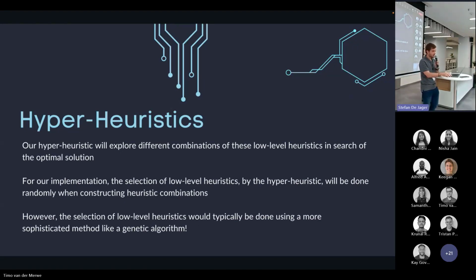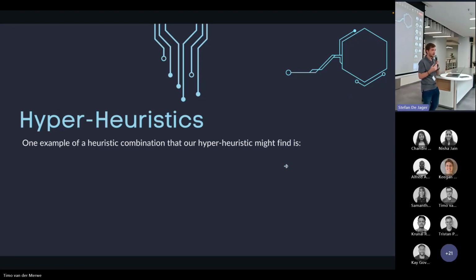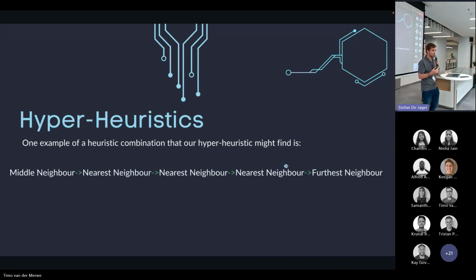So let's say our hyper-heuristic is now complete and it finds a solution. One example of a heuristic combination that a hyper-heuristic might find is the following. It uses middle neighbor first, then nearest neighbor, nearest neighbor, nearest neighbor, and then for the last step, it uses furthest neighbor. So let's apply this solution that our hyper-heuristic found to our traveling salesman problem and see how well it performs.